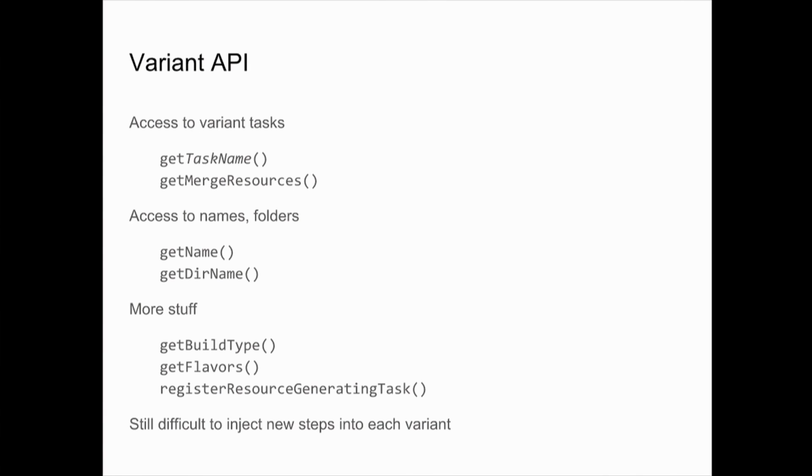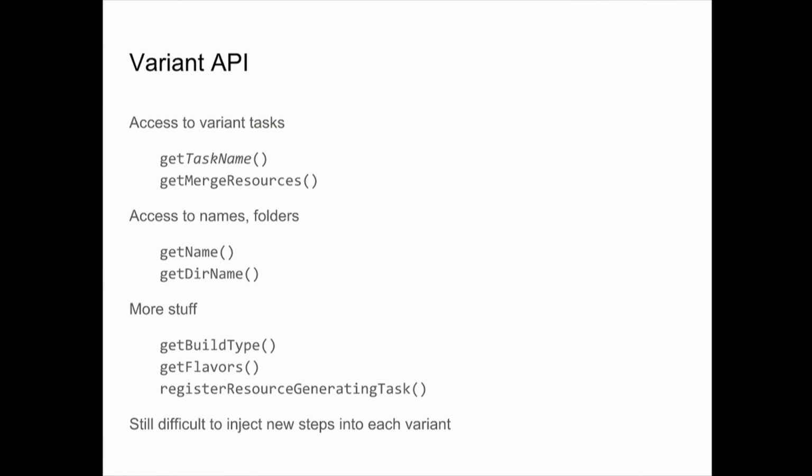So the variant API. We do have getters for some of the tasks, and here the name is meant to be stable. So get merge resources will return you the merge resource task no matter what its actual Gradle task name is. Then we get access to some names and folders. So get name is the name of the variant, which is unique. So if you need to create a custom task for this variant, what we tell our users is create a name that contains that get name as well.